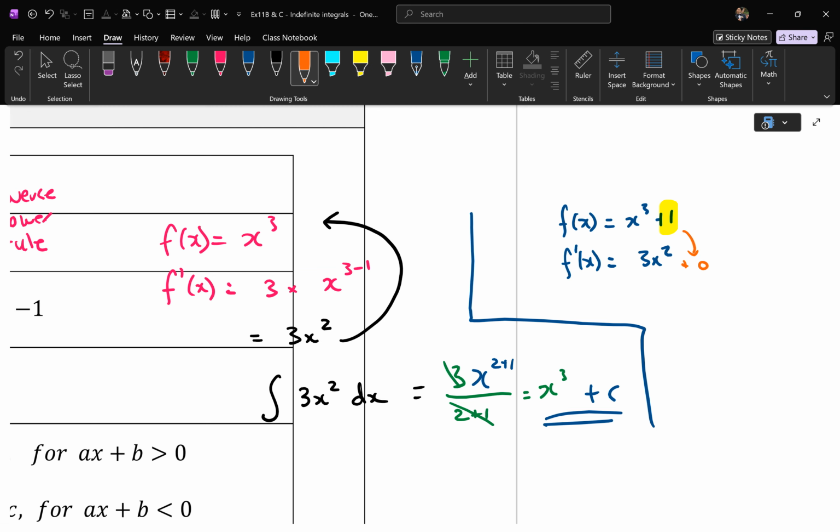But that means if I find the antiderivative of 3x squared, what I don't know is, was it actually x cubed? Or is it x cubed plus 1? Or is it minus 1? There's infinitely many possible answers for vertical translation that I haven't accounted for. Okay, so that's why you have to put a plus c.